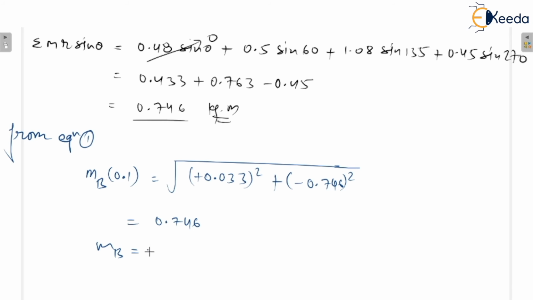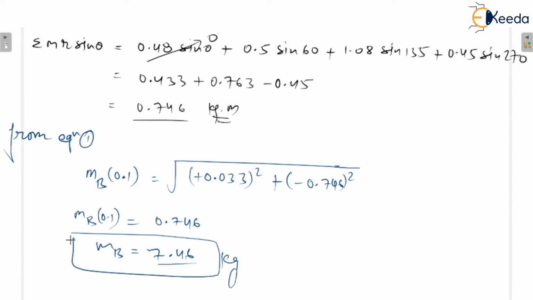It comes out to be 7.46 kilogram, because RB is given here as 0.1. So from here you can get the value of balancing mass. This is the magnitude of the balancing mass. We also have to find out the position of the balancing mass. We don't know the position, so we must write down the formula for position. That is tan theta b. This is the balancing mass position.